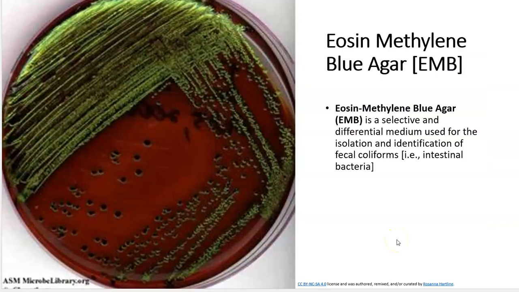The next plate is the eosin methylene blue, or EMB plate. This plate is also selective and differential. Selective because only certain types of bacteria can grow. Differential because they grow different colors based on utilization of the sugar contents within the media. This plate, very similar to the last plate, is used to grow bacteria commonly found in the gastrointestinal system. Specifically, this plate is used to isolate fecal coliforms, or bacteria commonly found in feces.